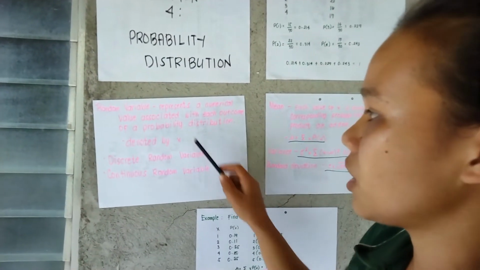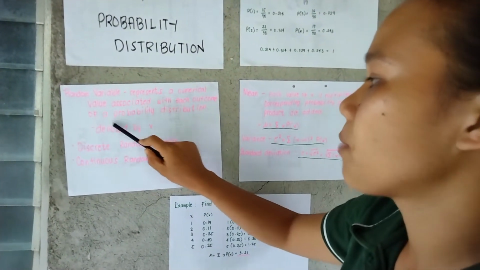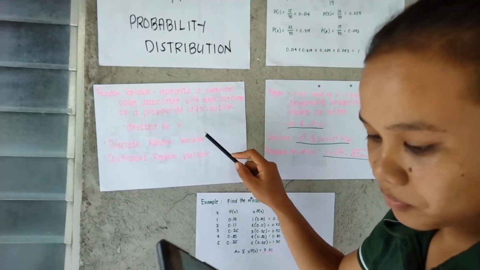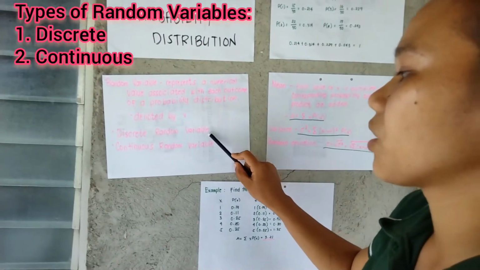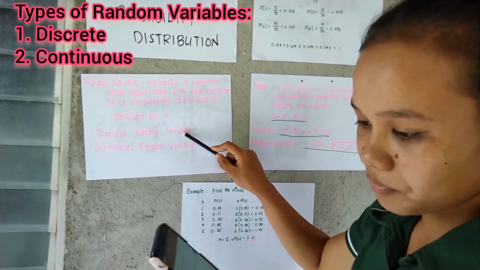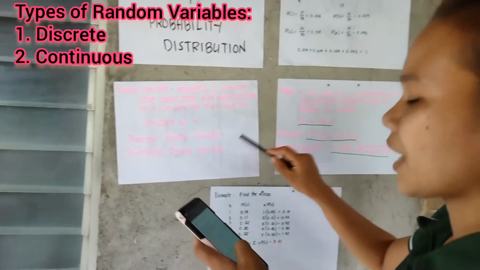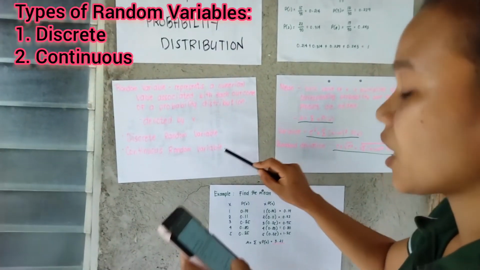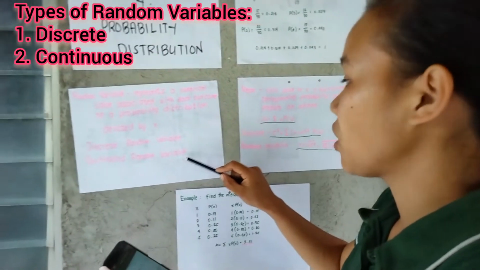Random variable represents a numerical value associated with each outcome of a probability distribution. A random variable is always denoted by x. There are two types of random variables, the discrete random variable and the continuous random variable. A discrete random variable has a finite or countable number of possible outcomes that can be listed. A continuous random variable has an uncountable number of possible outcomes represented by an interval on a number line.